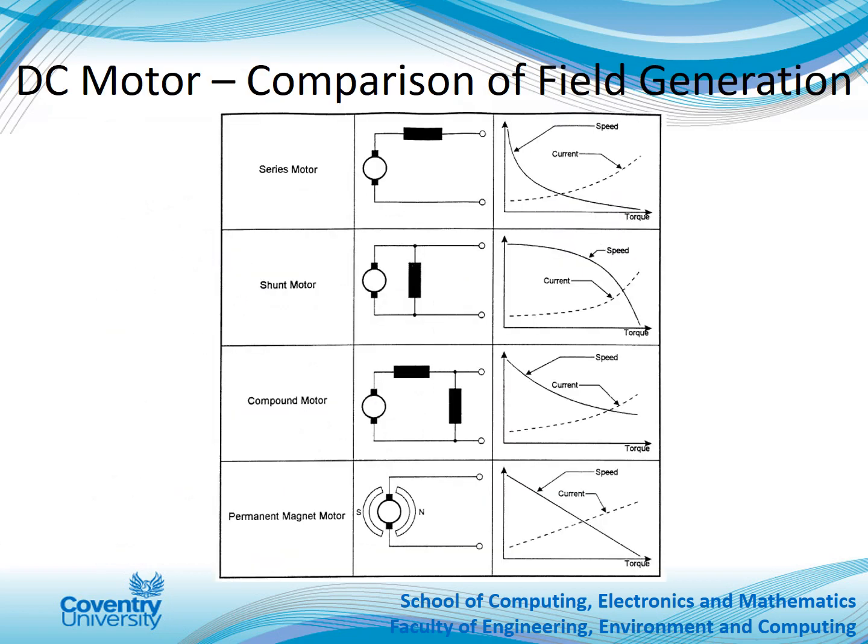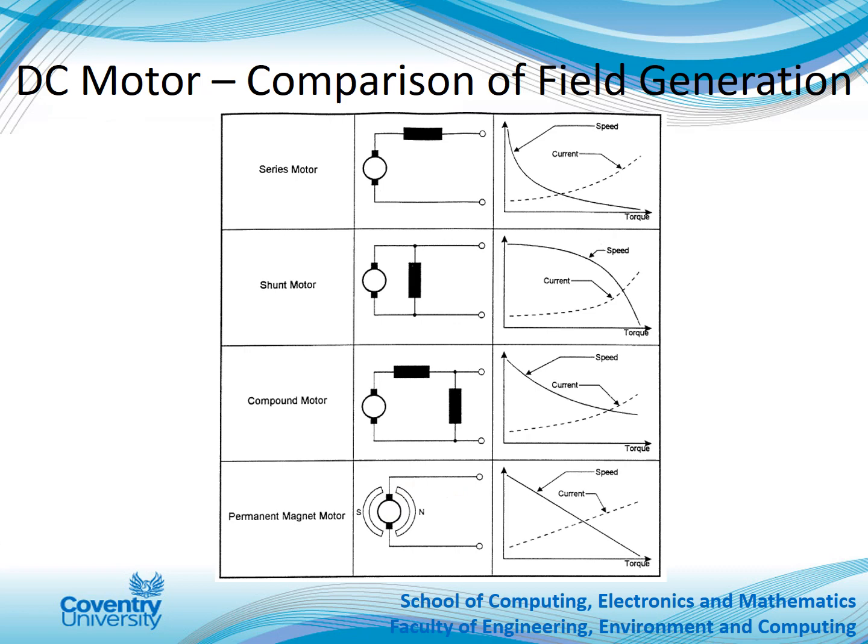Okay, so this is a comparison of the different field generation techniques. There's the series motor, with the windings in series with it, there's the shunt with the windings in parallel, there's the compound motor with the windings in series and parallel, and then there's the permanent magnet motor like so.